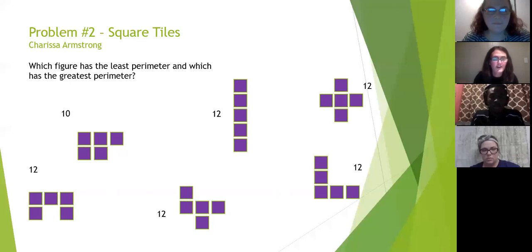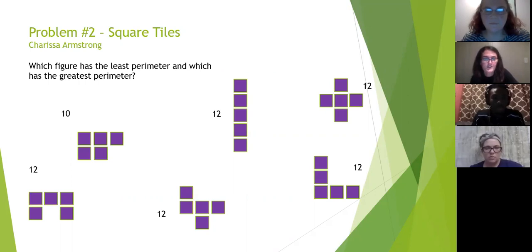And which figure has the least perimeter and which has the greatest? So the one that has the least would be the 10s, or the ones that are closer to a square formation, in which the most tiles are touching each other. And then the greatest perimeter is 12, where the tiles are in a line.